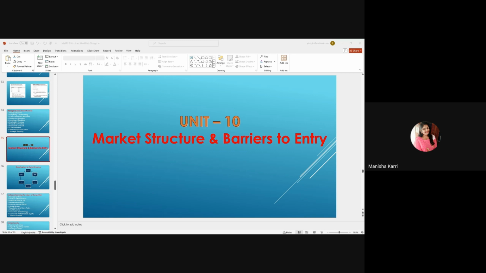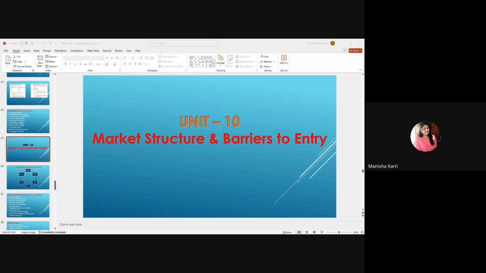10th unit is market structure and barriers to entry. Here, the first topic is classification of market structure. Generally, what does market structure mean? It is classified based on some characteristics, such as the number of firms in the market, the nature of the products offered, entry and exit of firms, and the degree of competition.